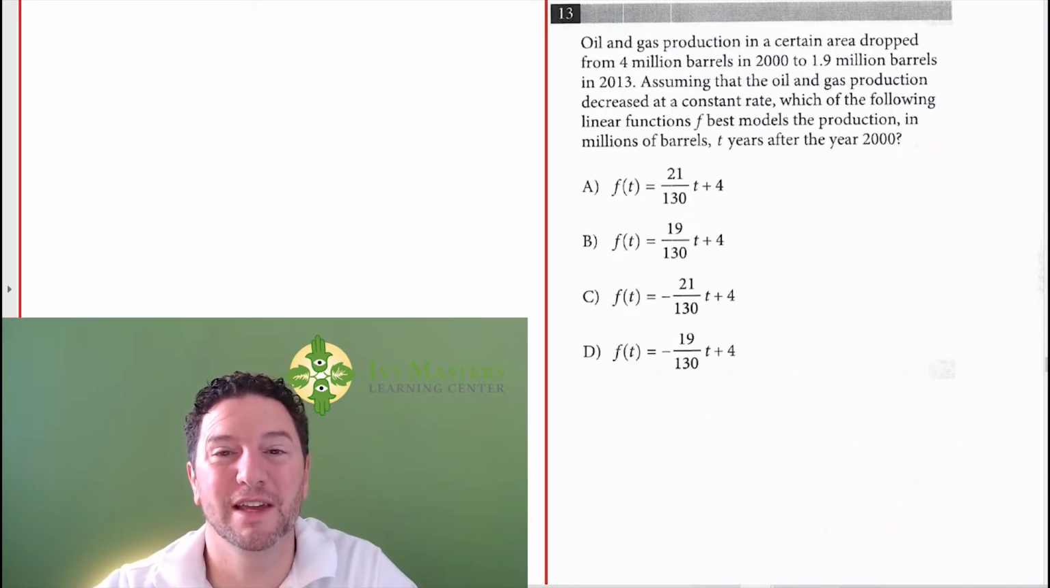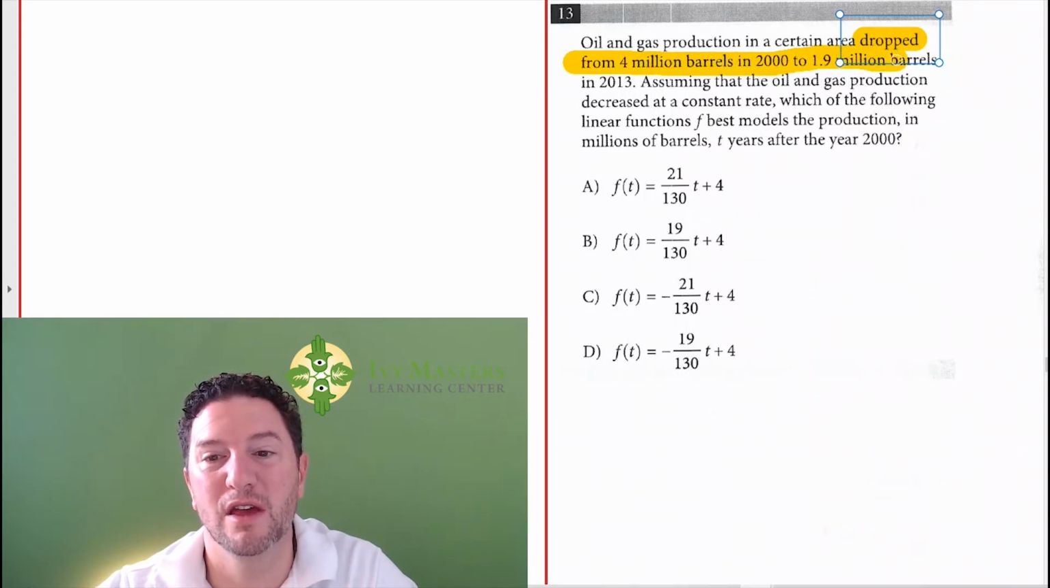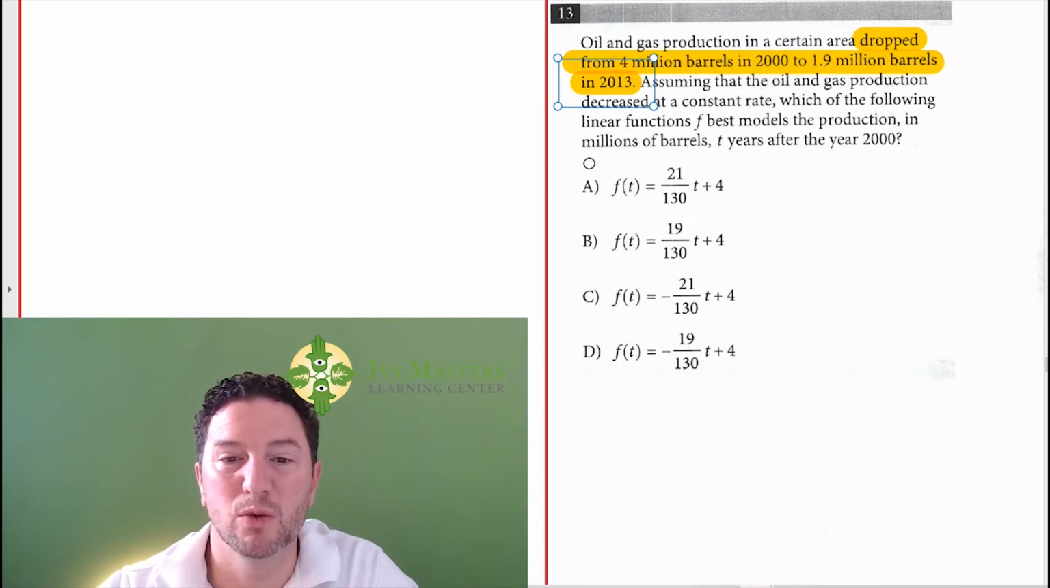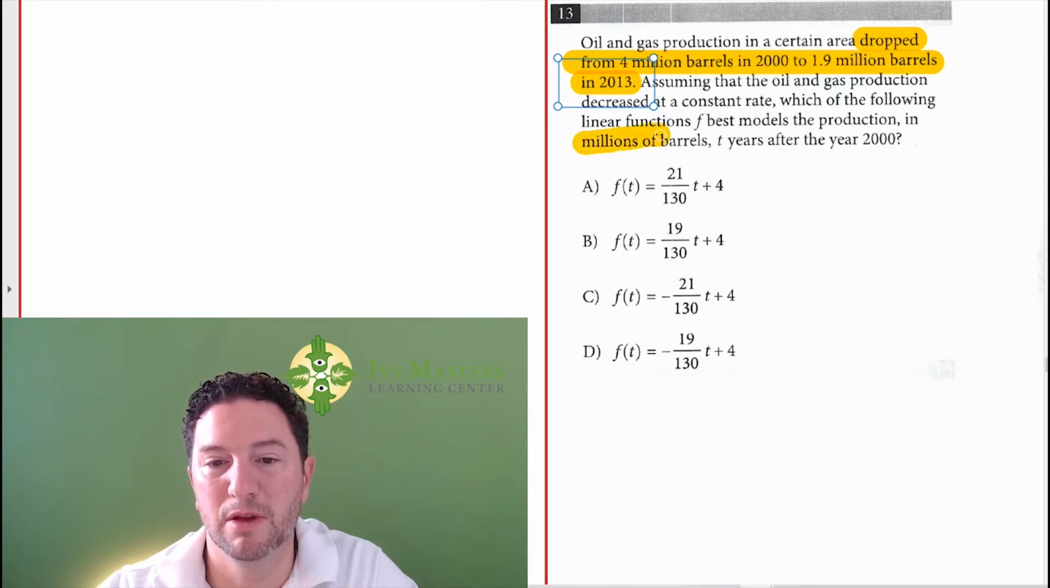And today we're going to look at Test 8, Section 3, number 13, which reads: oil and gas production in a certain area dropped from 4 million barrels in 2000 to 1.9 million barrels in 2013. Assuming that oil and gas production decreased at a constant rate, which of the following linear functions f best models the production in millions of barrels 2 years after the year 2000?